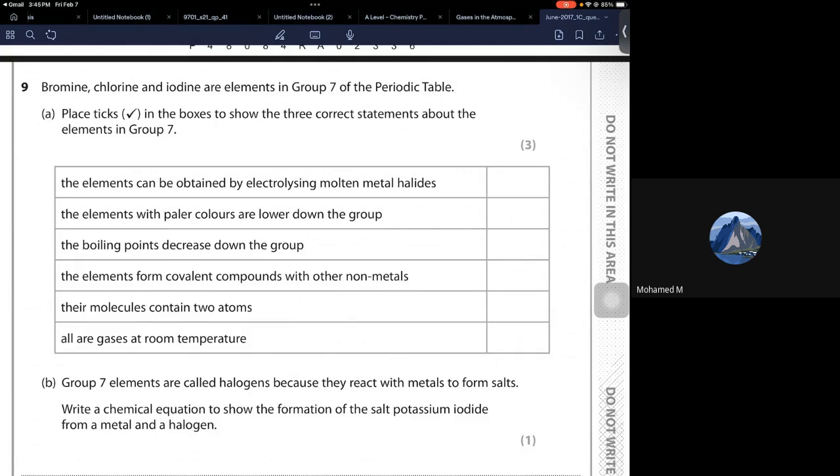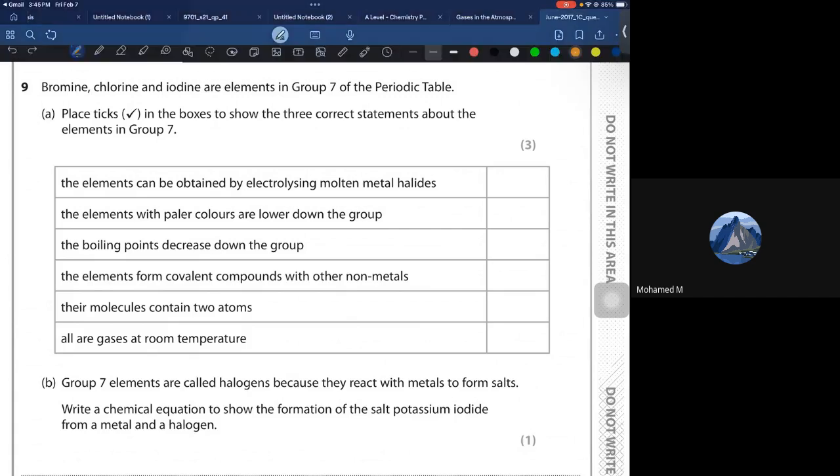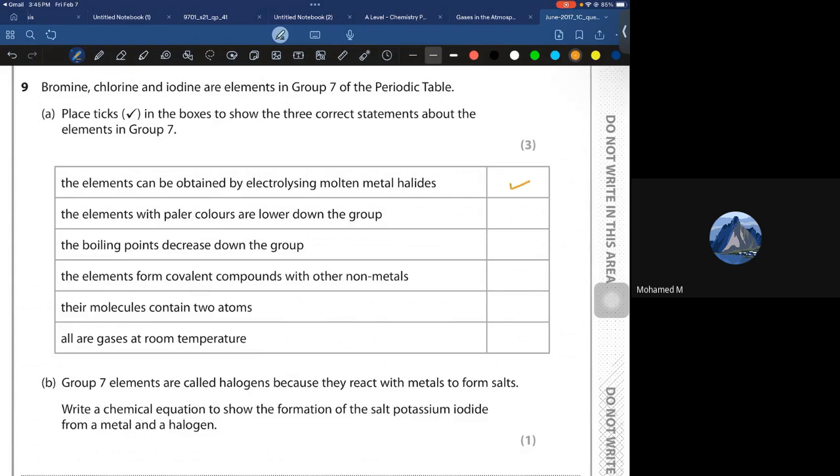What do they mean by metal halides? They mean that whenever you have sodium chloride, it's a metal halide. Calcium bromide is a metal halide. Barium iodide is a metal halide. And if you are going to separate the metal halides, you need to electrolyze them. So yes, this is correct. You can do electrolysis for them.